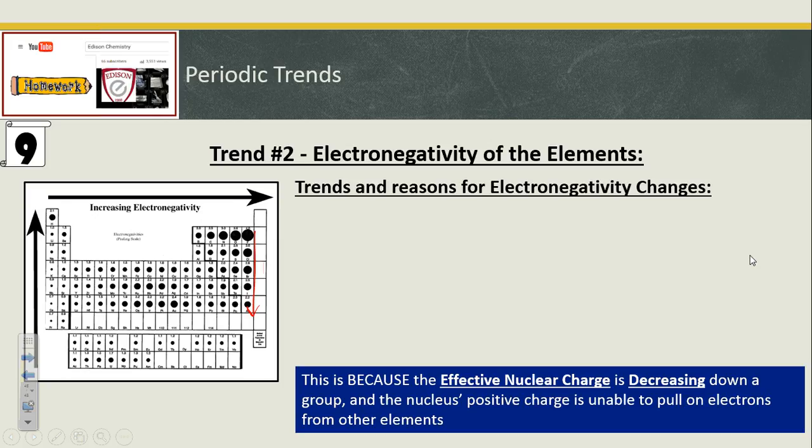So the way I like to think about it is the greater positive charge in the nucleus, the tighter in the electrons get pulled within the same shell, but as you add more shells, it gets weaker and weaker. So as atomic radius increases, electronegativity decreases, or vice versa. As electronegativity decreases, atomic radius increases.